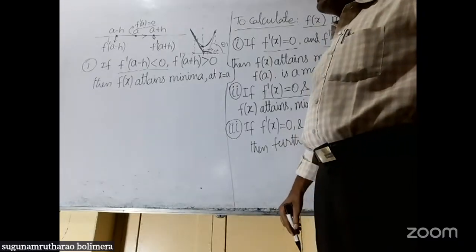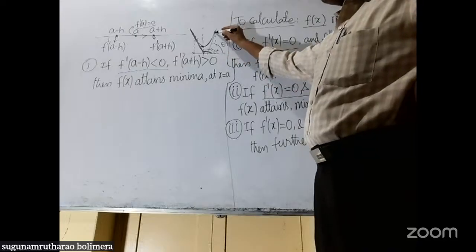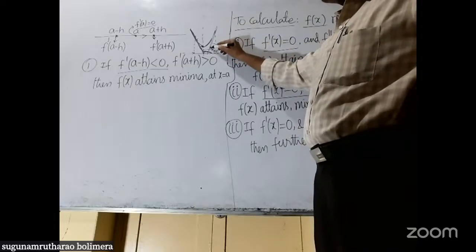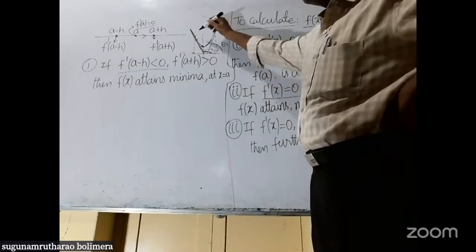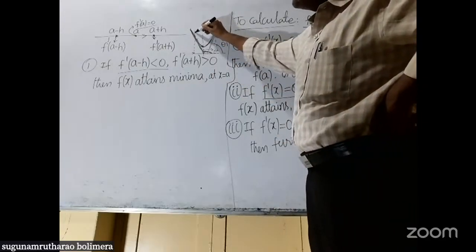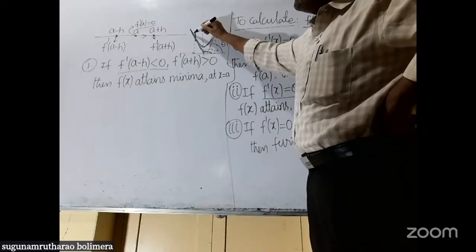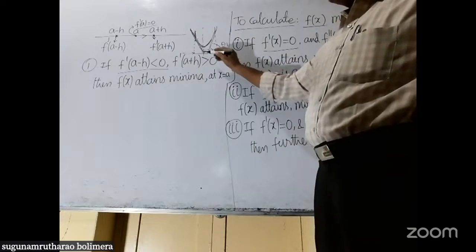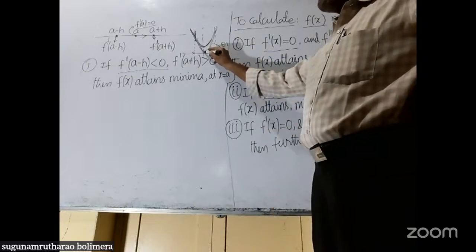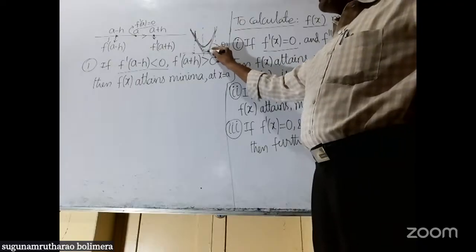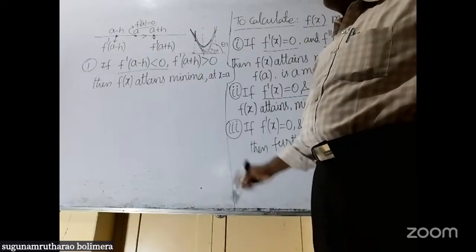This angle is theta 1. Now tan theta 1 will be positive, because this is less than 90 degrees. This is the curve. At this point, draw a tangent. It is making an obtuse angle. Now tan theta will be negative because it is obtuse. It is in the second quadrant.